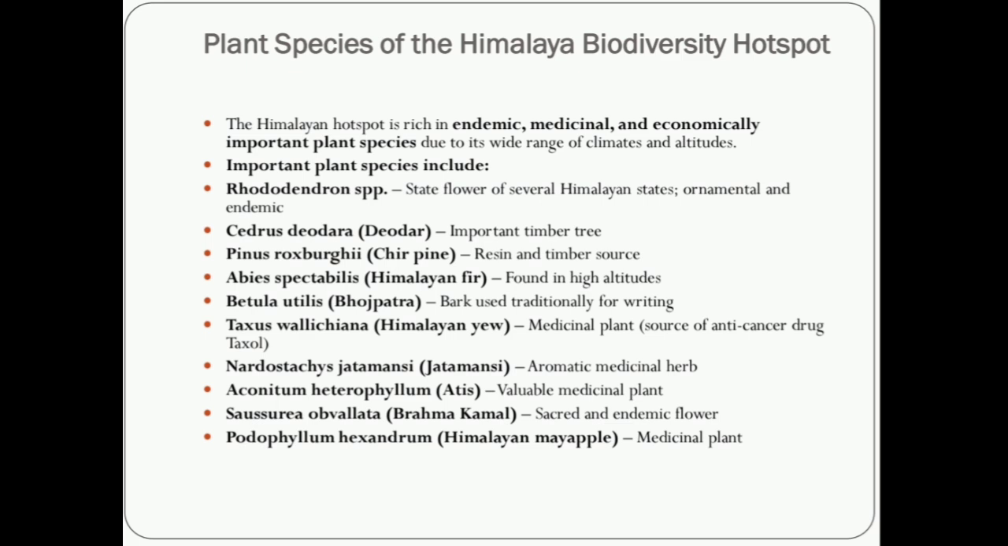Important plant species in this region are rhododendron. It is the state flower of several Himalayan states. It is ornamental and endemic to this region. Cedrus deodara, important timber tree. Pinus roxburghii, it is a source of resin and timber. Abies spectabilis, it is found in high altitudes. Betula utilis, bhojpatra, the bark used traditionally for writing. Taxus wallichiana, important medicinal plant.